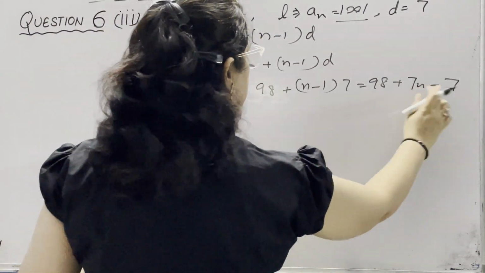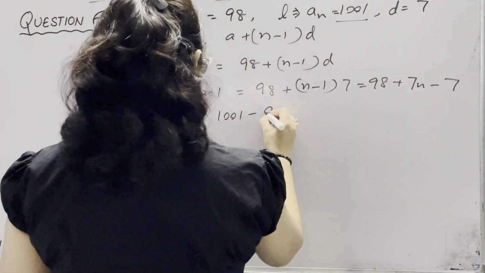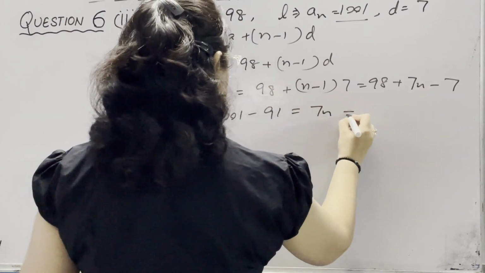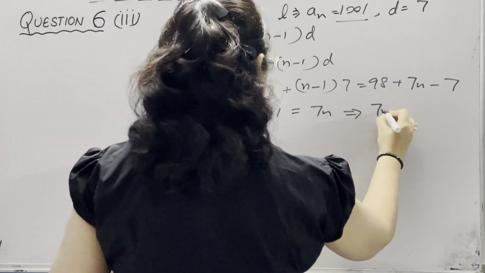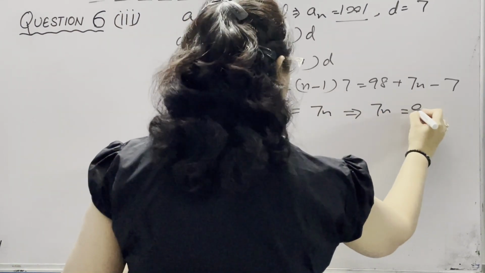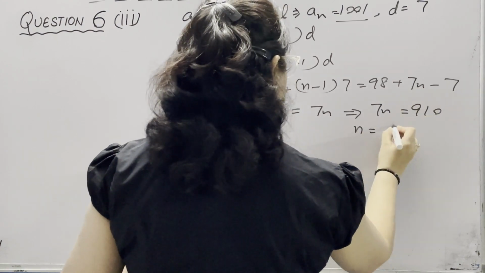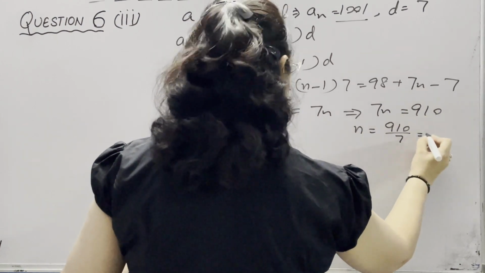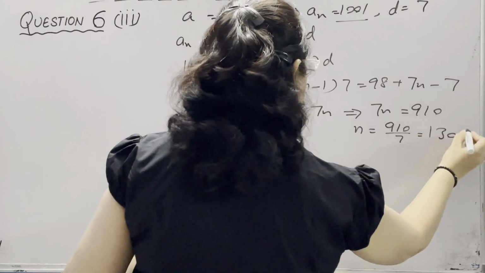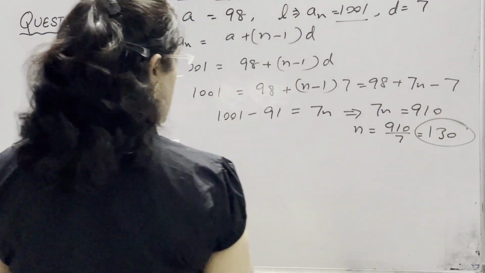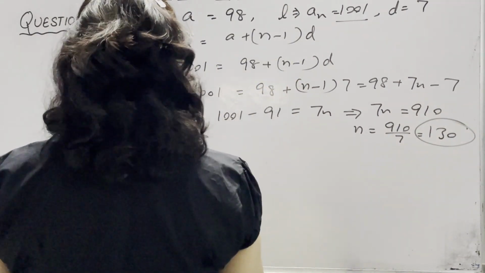So 1001, 98 minus 7 is 91. So 1001 minus 91 is equal to 7n, or you can say 7n is equal to 910. It means n is equal to 910 divided by 7, which is 130. So the number of terms in this AP is 130.